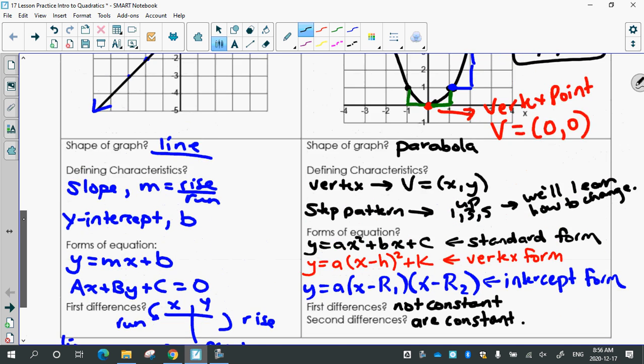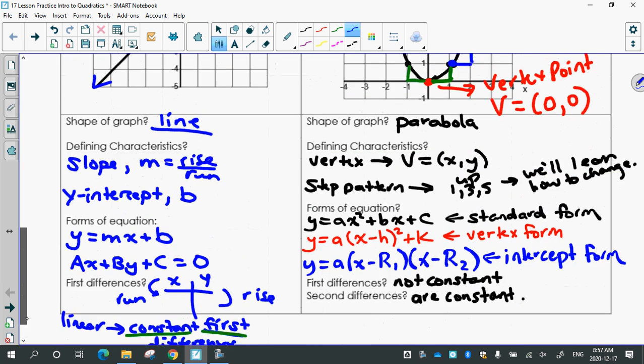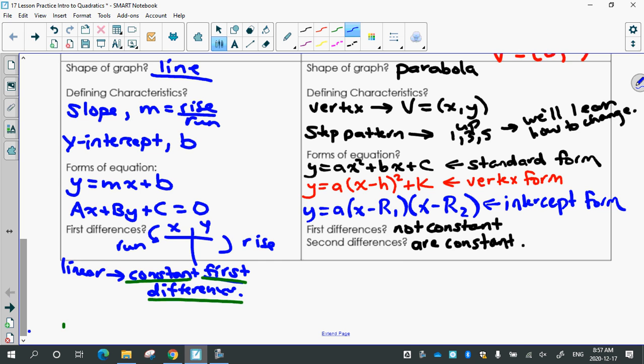Also, one thing I wanted you to know, we'll come back to it later, but we'll talk about it again. If the second differences end up being positive, your parabola is going to look like this. But if your second differences turned out to be negative, your parabola would be upside down. Okay? So if your second differences are positive, you get a right side up parabola. And if your second differences are negative, you would get an upside down parabola. Okay? That'll come out in the rest of the lesson.